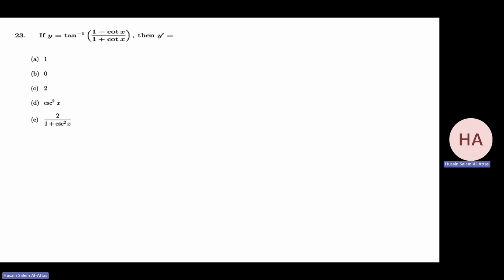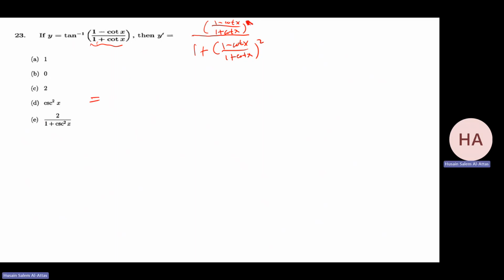Tan inverse of something like this. Find y prime. What you need to do is find y prime using the formula. So it will be 1 over 1 plus u squared times the derivative of u. You can do it right away, or you can change it to sine and cosine. Let us do the calculation, see what will happen.